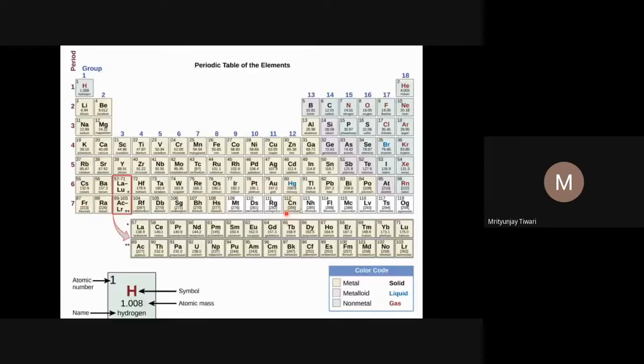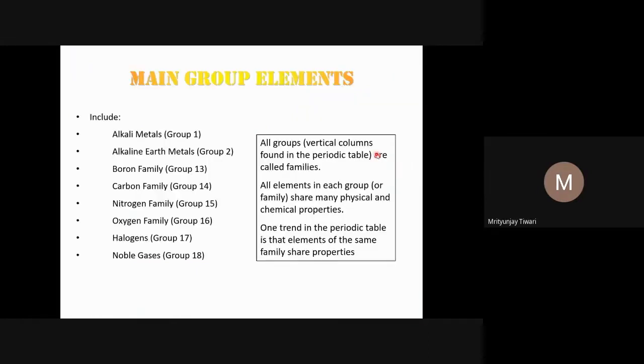We also saw the different groups and the group names. The boron family's common name is also triel, because it mostly forms trivalent compounds if the compounds are covalent in nature. Then the tetrel group, the carbon family. Boron family, carbon family, nitrogen family, the oxygen family you also call the chalcogen family, the fluorine family is most commonly called the halogen family, and this is the noble gas group. These things we have already seen.